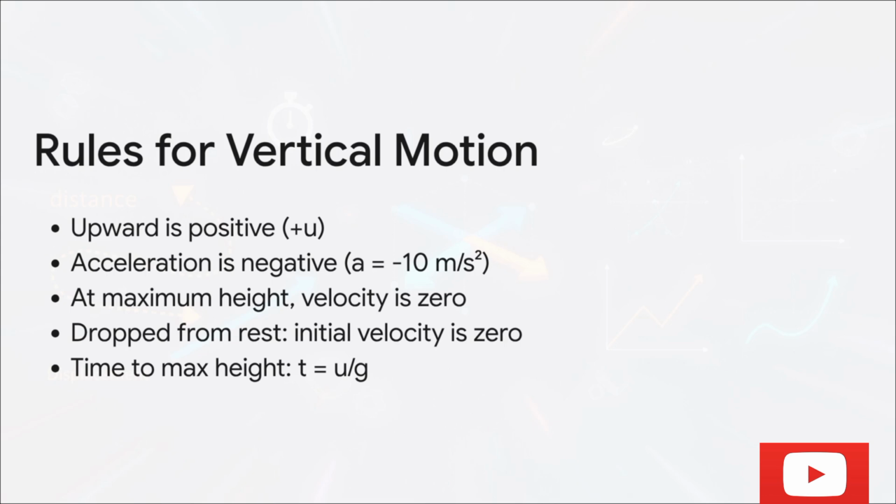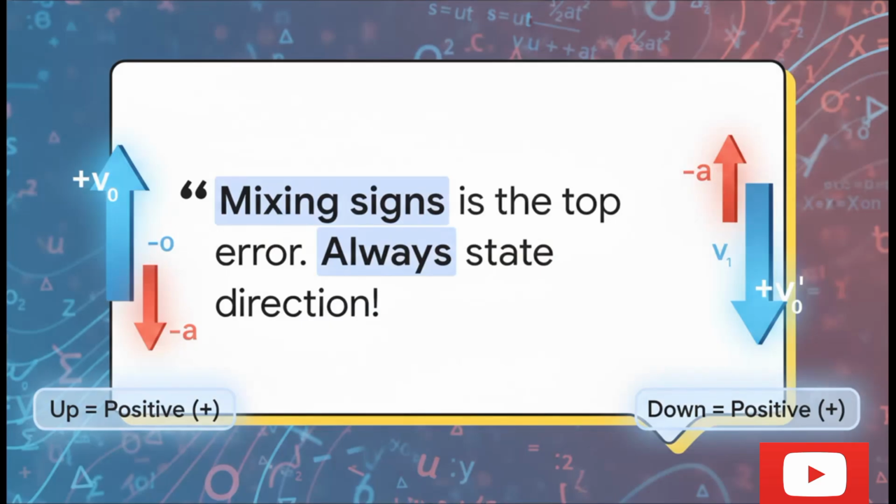Here is a massive physical concept. At the absolute maximum height of a throw, right before it falls back down, the object actually stops for a split second, meaning its final velocity, v, is 0. Conversely, if an object is dropped from rest, its initial velocity, u, is 0. Oh, and a super quick shortcut for the time to reach maximum height? Just divide your initial velocity by gravity. Easy.